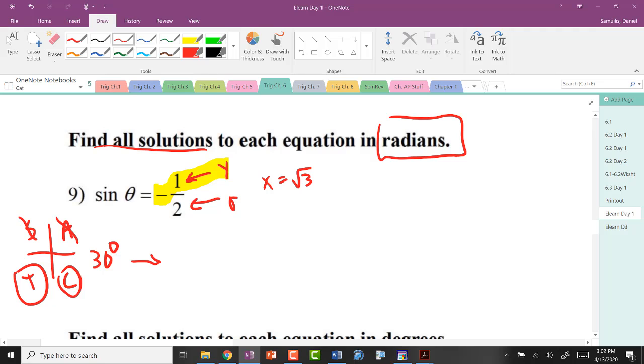So what's the 30 in quadrant 3? 30s are over 6s. And then I'll show you how to write these in all solutions. What's the 30 in quadrant 3? Well, this is 6 pi over 6. That's pi. That's 180 degrees coming from here to here. Jump forward 1 pi over 6 and you get 7 pi over 6.